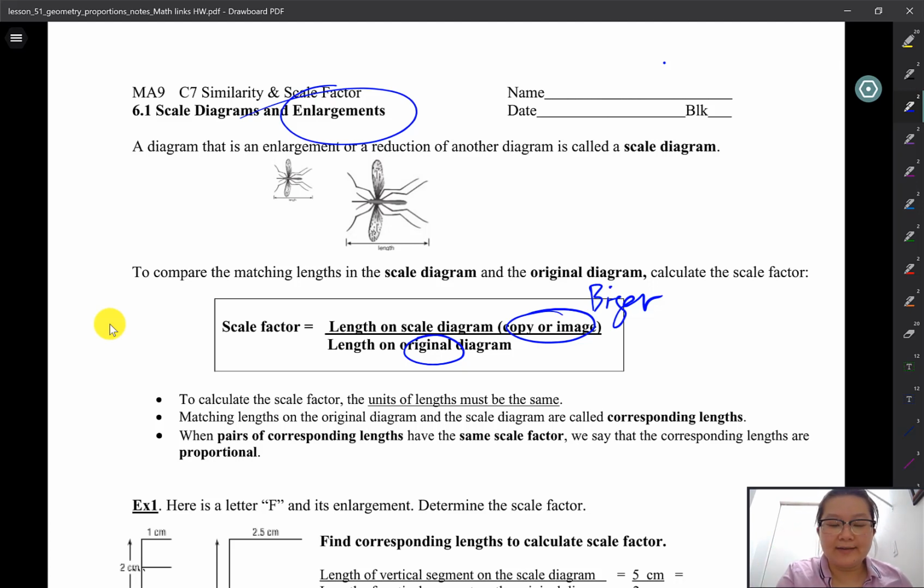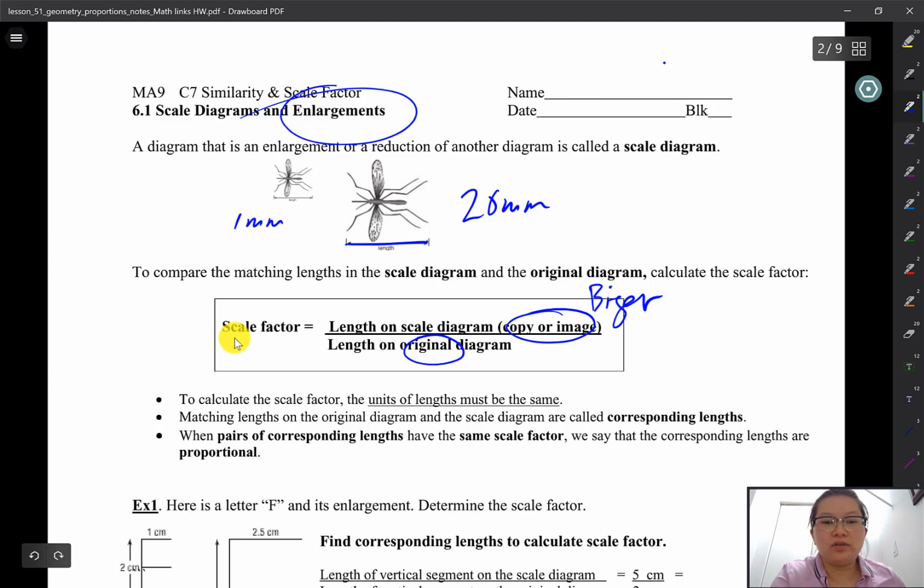So for example, if my mosquito, do I have an example down here? No, it's okay. My mosquito is what? 1 millimeter? I guess 1 millimeter. And then this guy over here is probably 2 centimeters. That's going to be 20 millimeters, okay? So let's say the actual length that you see on paper here is about 20 millimeters.